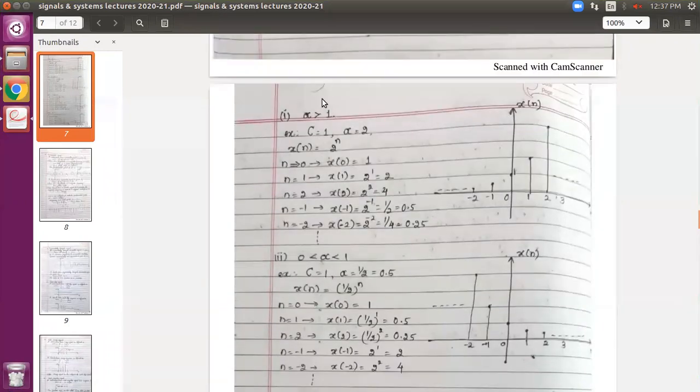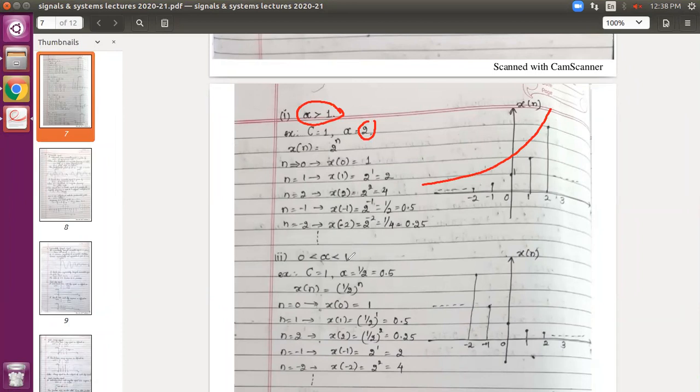The first one in yesterday's class, it is done already. You can observe this is exponentially increasing signal when your alpha value you take greater than 1. For sample value 2 I have done. You can try for 3, 4, 5, and so on.